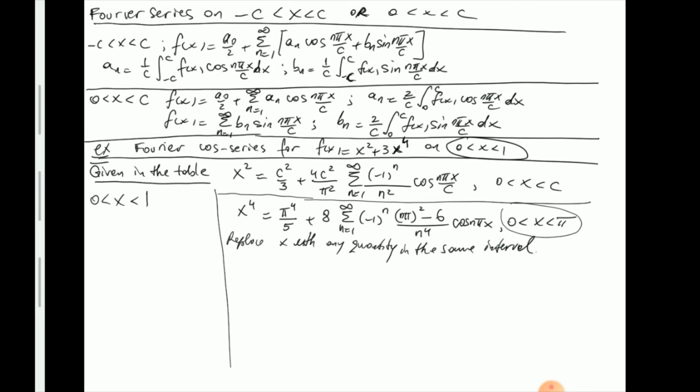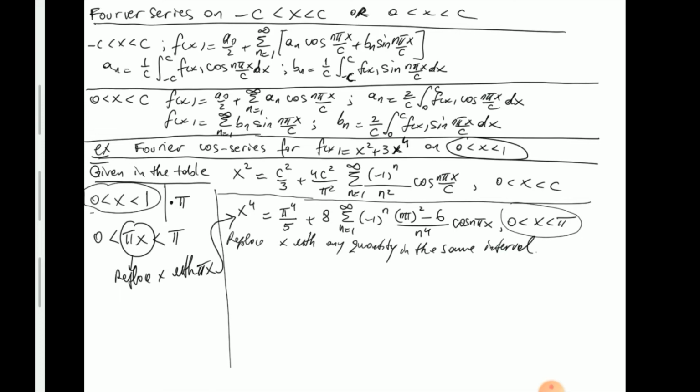between 0 and pi. The problem is you have a quantity between 0 and 1, so you need to make a change of variable to make it between 0 and pi. So how do you do that? Well, obviously, the given x is between 0 and 1. If you multiply that inequality by pi, you're going to end up with a quantity between 0 and pi. So that suggests that you can replace x with pi x in the series for x fourth.